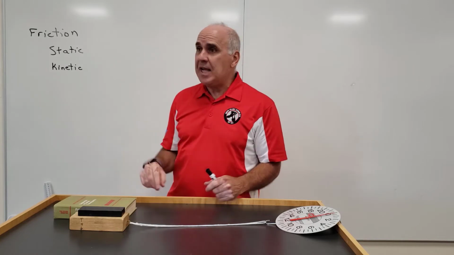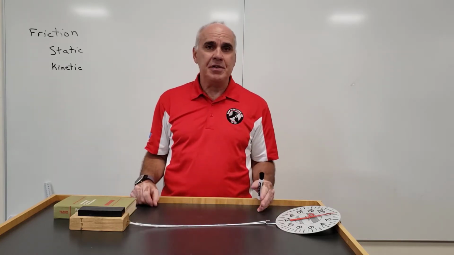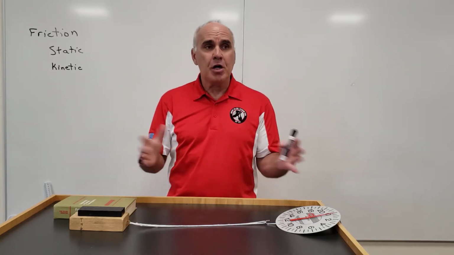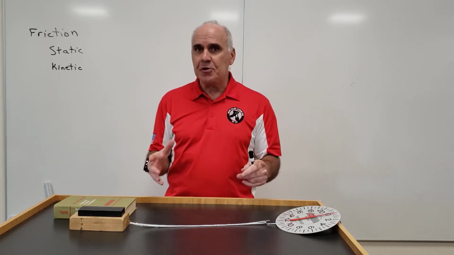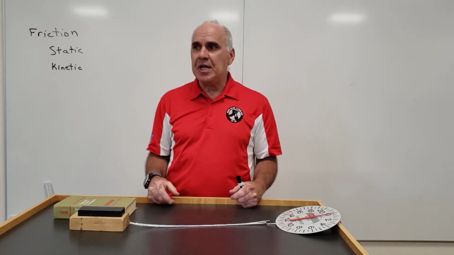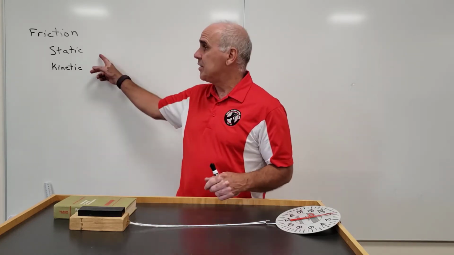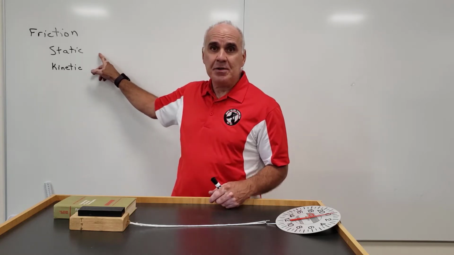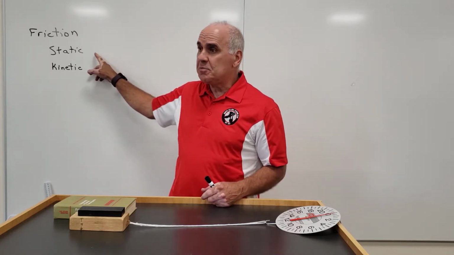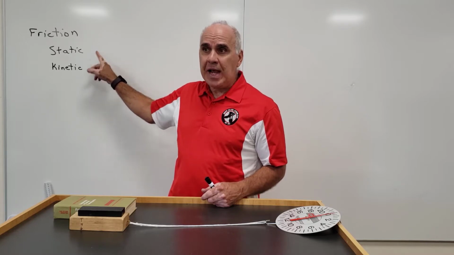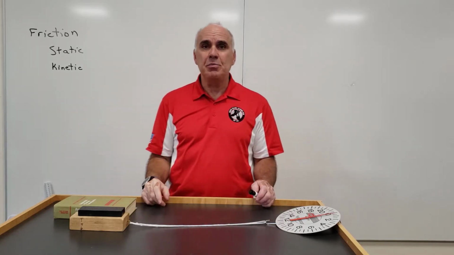So a good example of static friction in a moving object is the tires in your car. When your car is moving, the frictional force between the road and your tires is generally static friction. As long as you're not peeling out or skidding, then the force between the tires and the road is static friction, even though the car itself is moving.